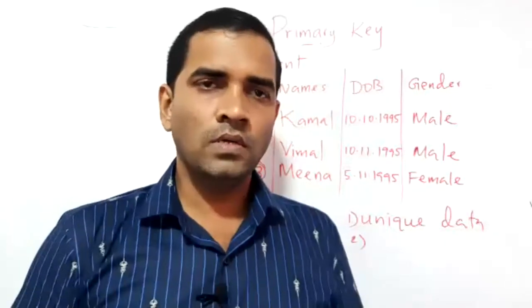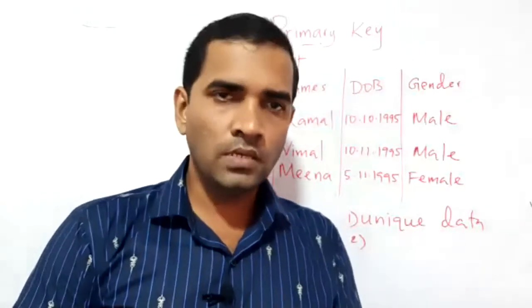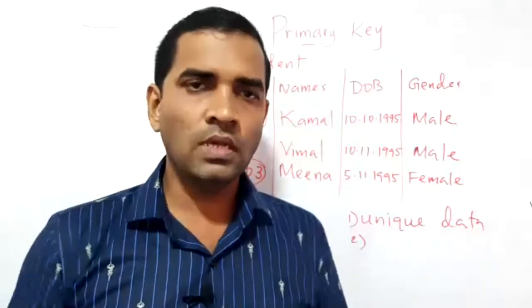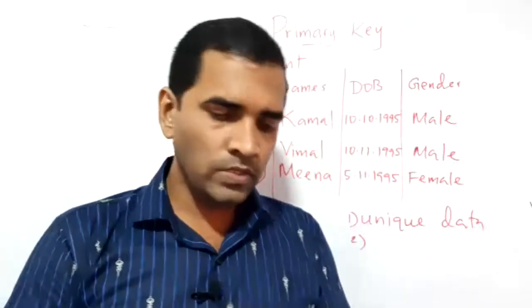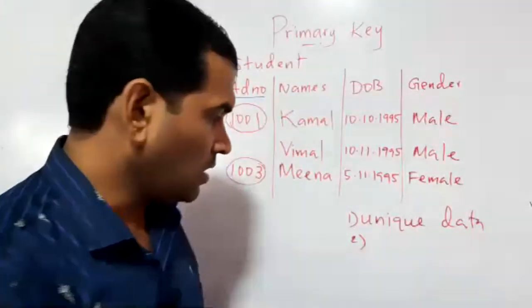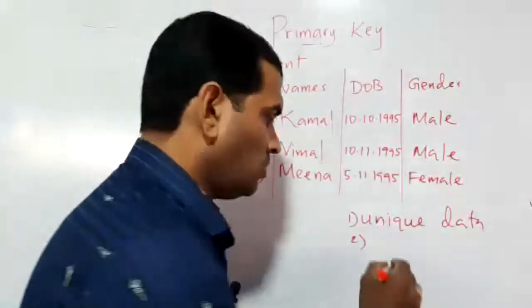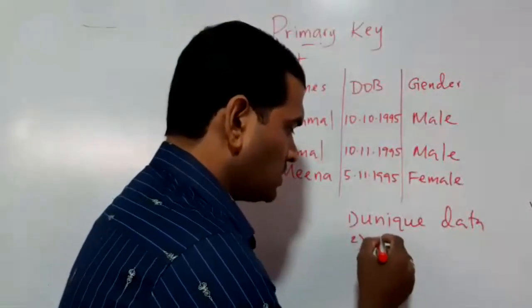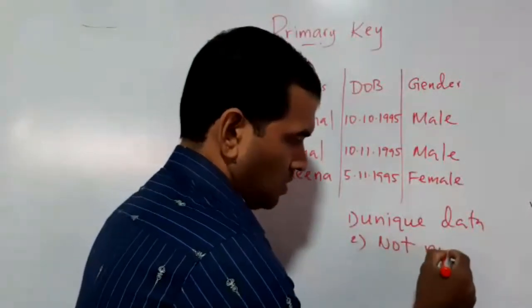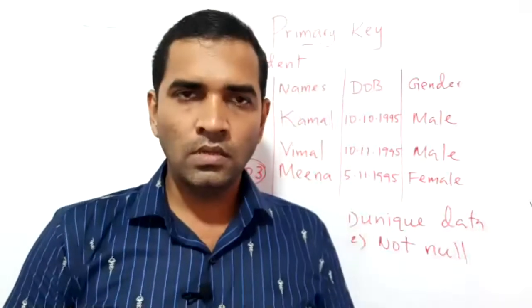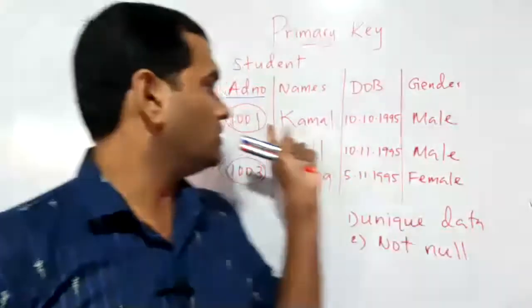The primary key field cannot have empty data, right? So it should have data. You cannot keep that as blank. So we use a special name there, null, right? Null means empty. So it cannot have empty data, which means not null. Have you understood? Not null means it cannot be empty. There should be data inside.